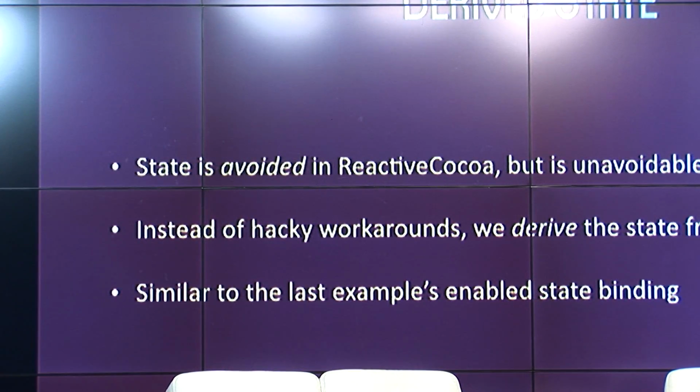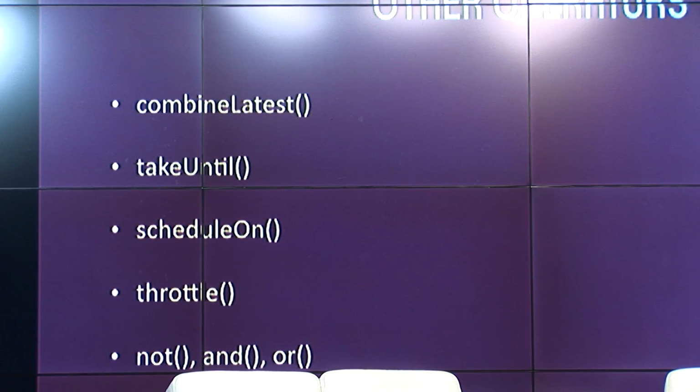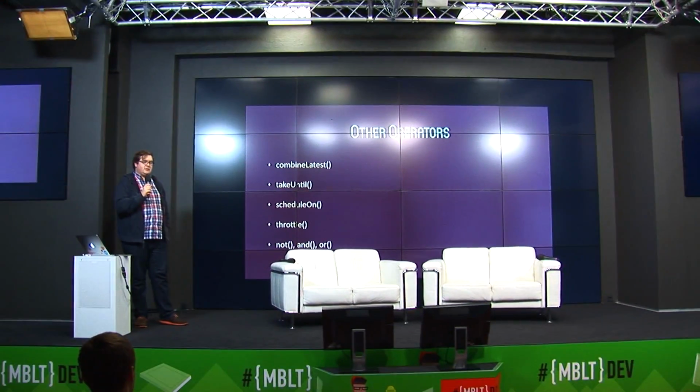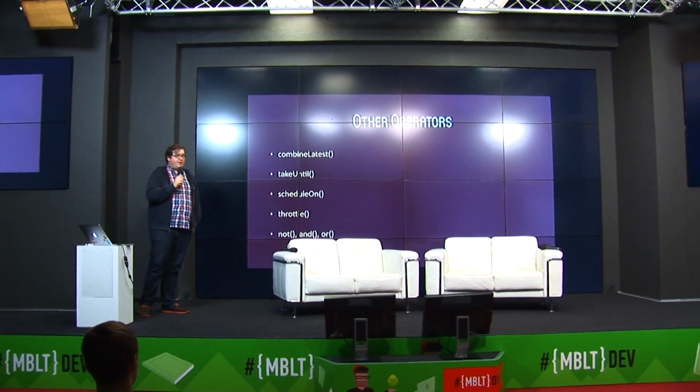So yeah. There are some other operators that I didn't really have time to talk about. Combine latest is really useful for combining several signals into one signal, which is good if you need to choose between several different values, or if you need to wait for multiple conditions to be met.